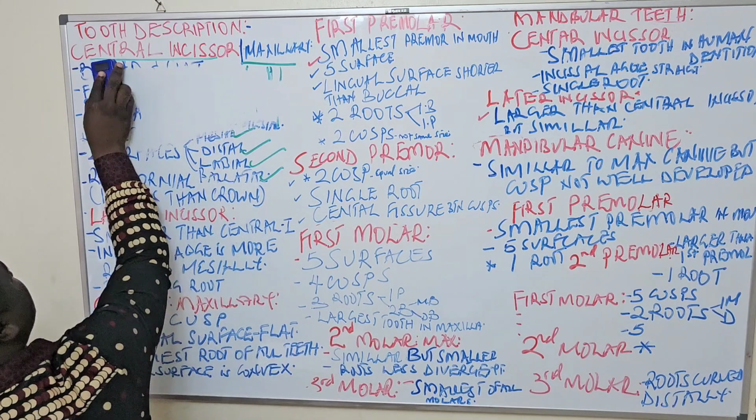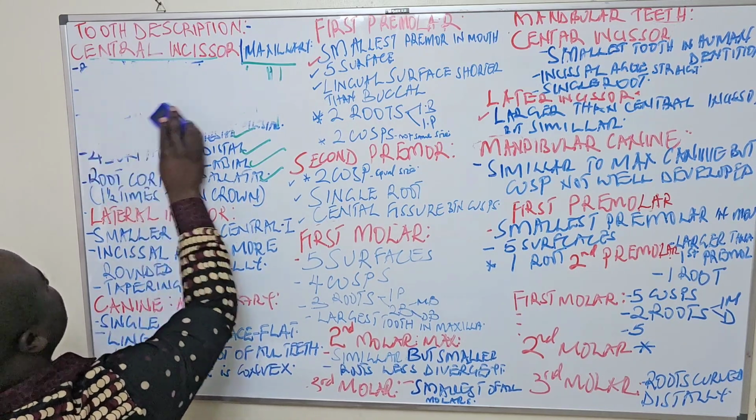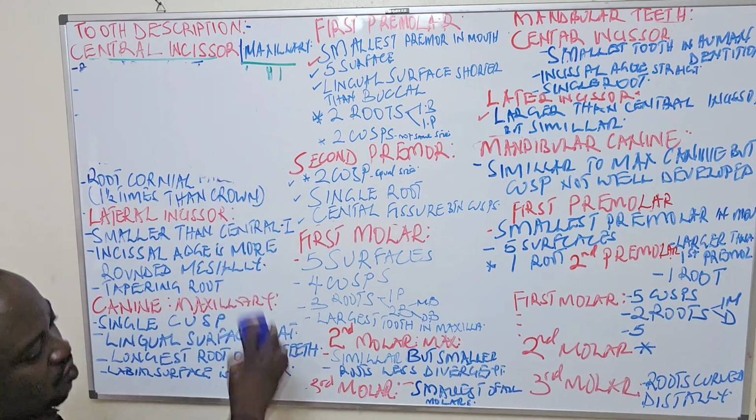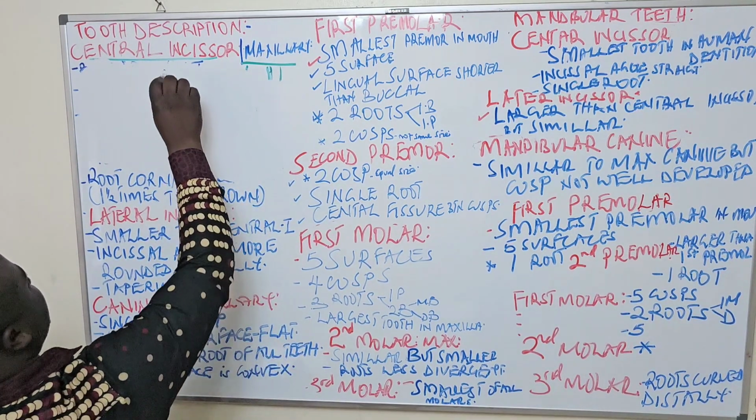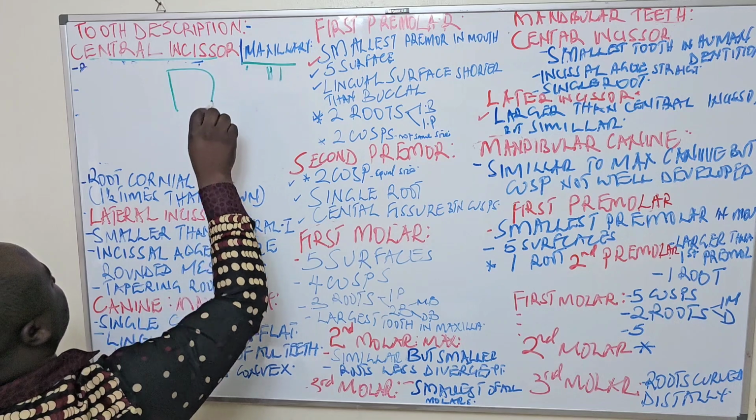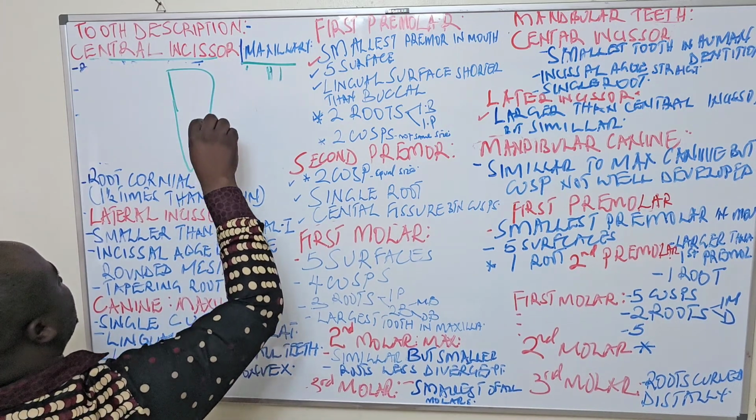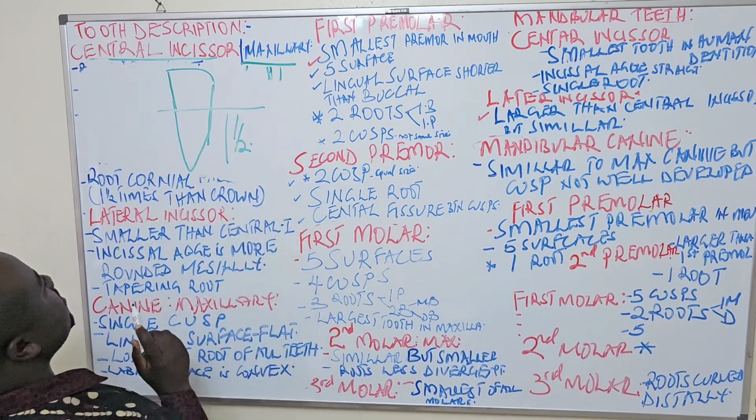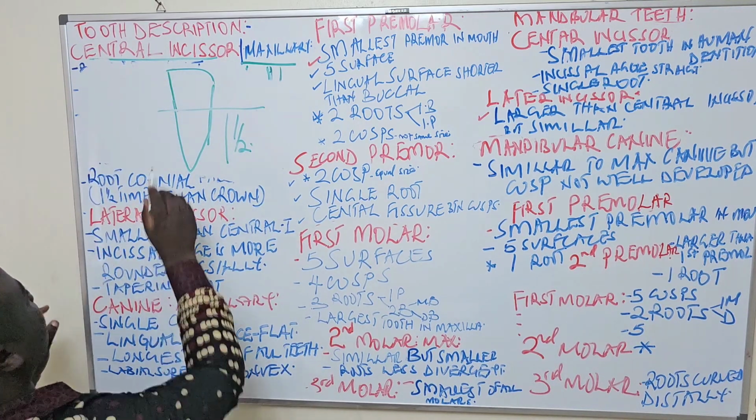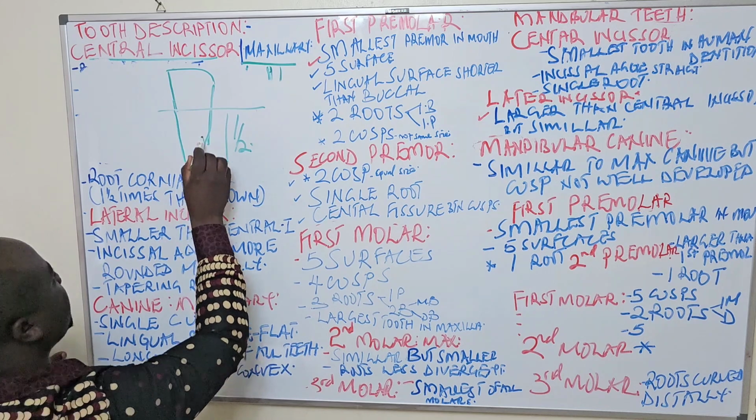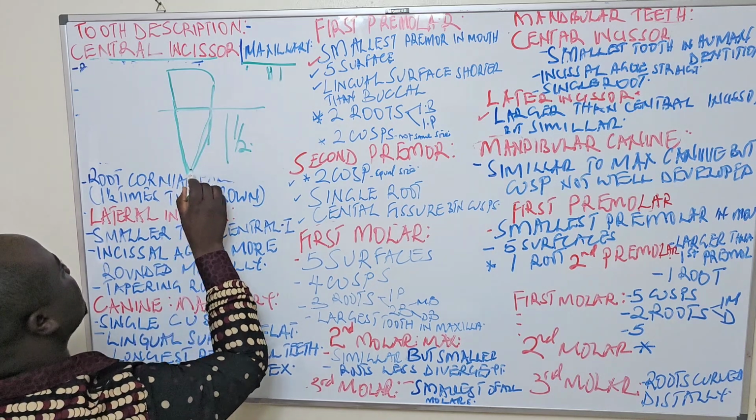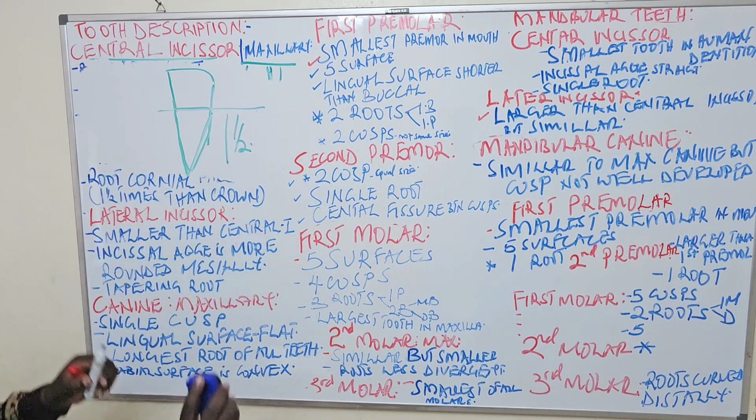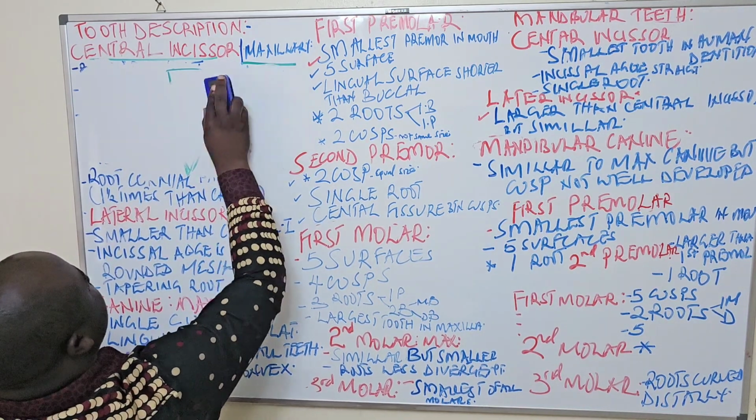Then it also has another one. It is telling us that it has the conical root. The conical root means that the root is long and is 1.5 times longer than the crown. Conical root, like a cone. So these are the characteristics of the central incisor.